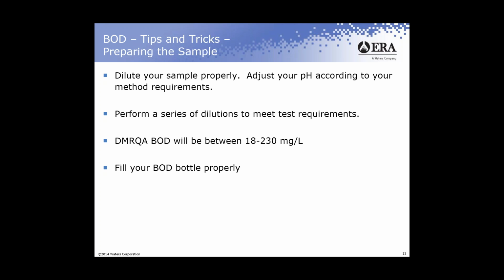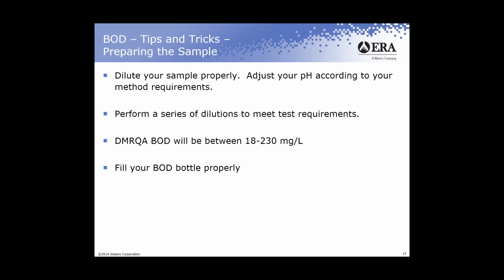So remember that your DMR QA BOD is going to be somewhere between 18 and 230 milligrams per liter. So during the course of the PT, I can't tell you what dilutions to do. But what I can do is let you know to use your effluents, use your influents, use some field samples as a good guide. If you've got field samples or effluents that are down near the lower end of that range, and you generally use a certain amount of that sample, 50 milliliters, 75, 100 milliliters, it's a good guide to let you know how much to use if we're at the low end.